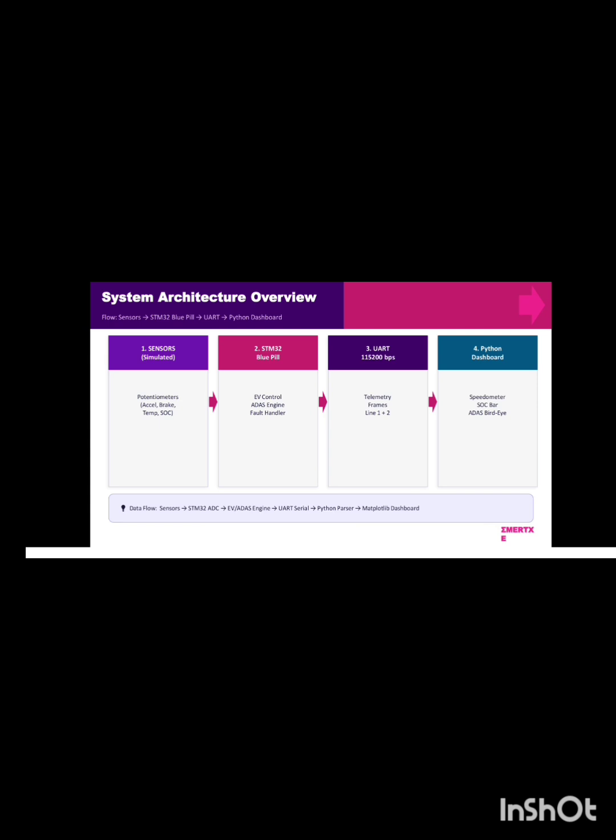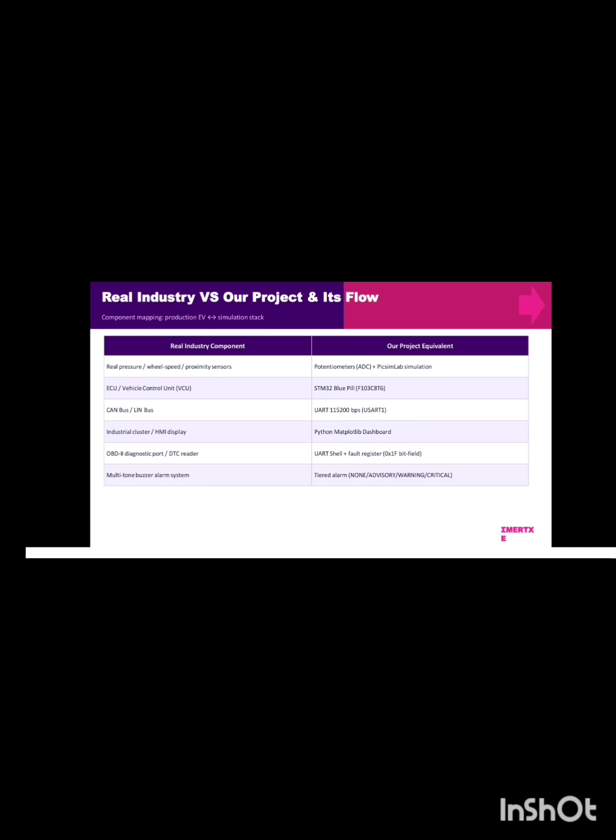Step 3 is UART serial communication using a 115200 baud rate. Coming to step 4, Python receives this data and displays battery level, speedometer, and ADAS alerts. And then, real world versus our project.